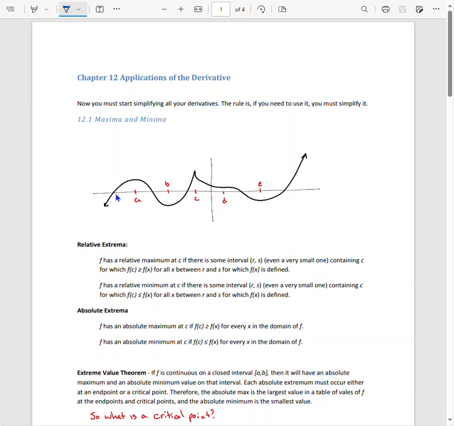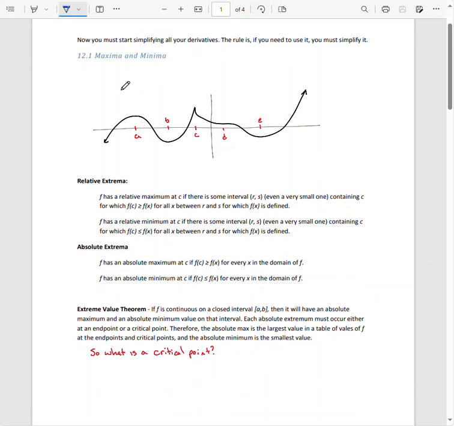Here we go. Here's this random graph I drew, with various values marked on it. Section 12.1, we're going to talk about maxima and minima. So let's start with a relative extrema. F has a relative maximum at an x value of c if there is some interval from r to s, even a very small one, that contains c for which f of c is greater than or equal to f of x for all x between r and s for which f of x is defined.